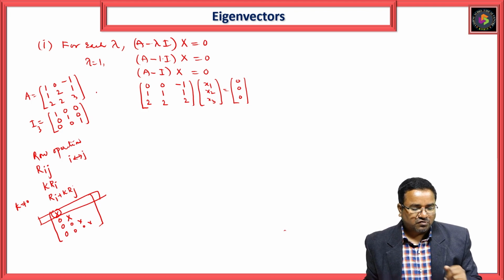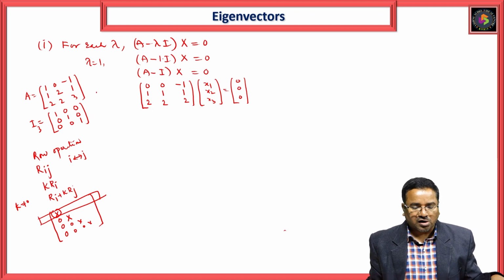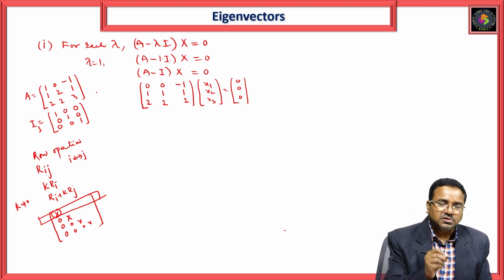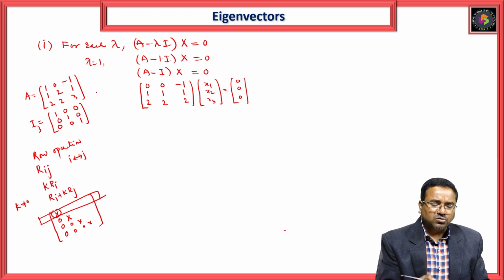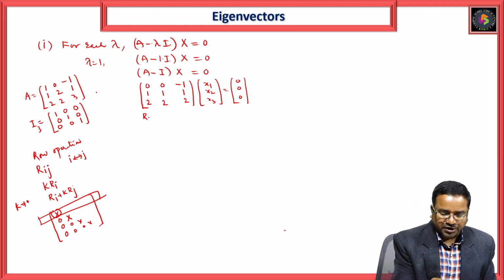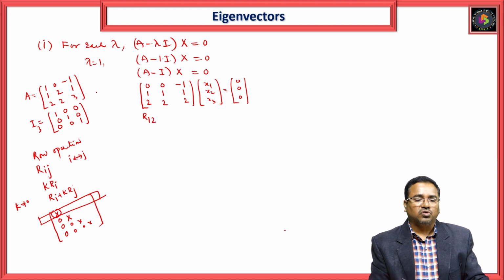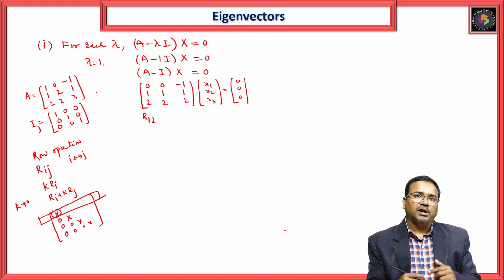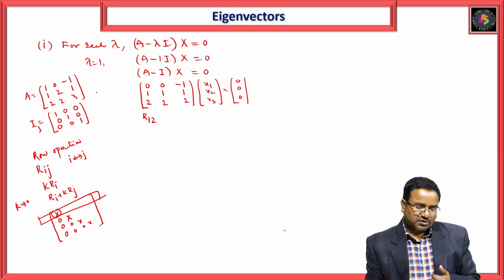The first row: the first entry is 0, and the second entry is also 0. In order to make the key element non-zero, you have to interchange rows. So what I am doing is interchanging R1, so this R12 represents the interchanging of the first and second row.